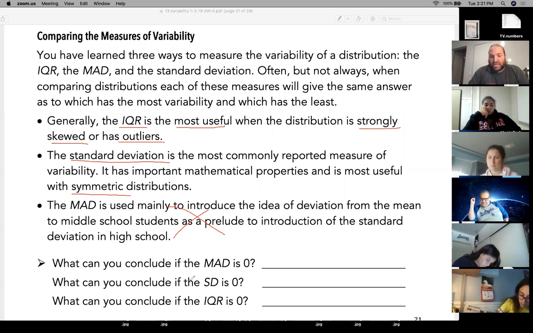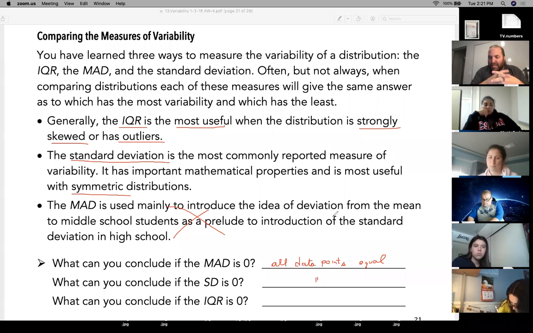Now, what can you conclude if the MAD is 0? You can conclude that all data points are equal. The only way that the MAD can be 0 is if all data points are equal. In that case, everything is equal to the mean, and therefore there are no deviations. What can you conclude if the standard deviation is 0? The same thing. Because again, you're computing deviations, squaring them, and adding them. How do you get 0? Only if they're all 0. But this one's a little more complicated.